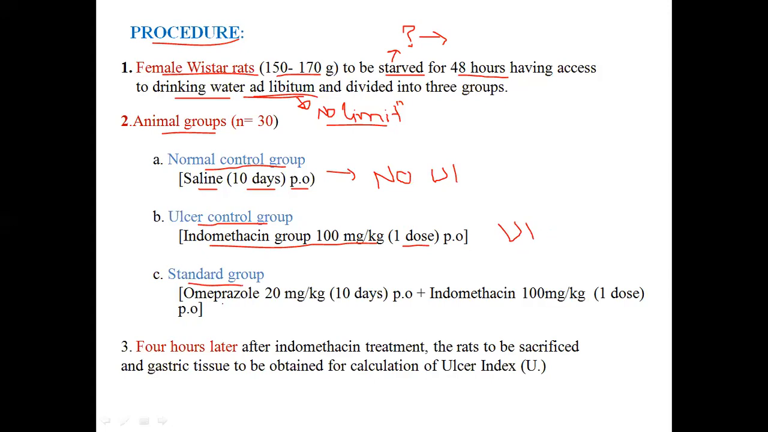Now, in case of the standard group, we are using omeprazole 20 milligram per kg for 10 days. Then at the 11th day, we will give a single dose of indomethacin. So there has to be a decrease in ulceration, because we are using omeprazole. In the ulcer control, we are not using any drug, only the ulcer inducer. But in this case, we are using the ulcer inducer as well as the anti-ulcer drug, so there has to be a reduction in the ulcer index. The number in each group is 10 animals. Is it clear?